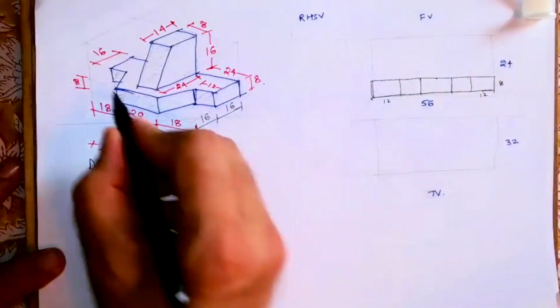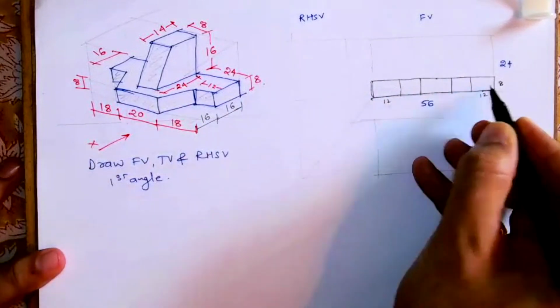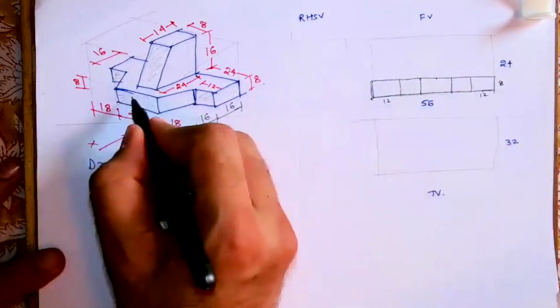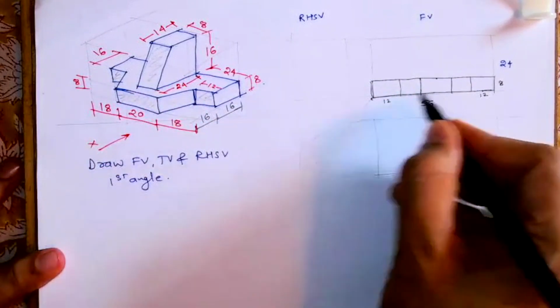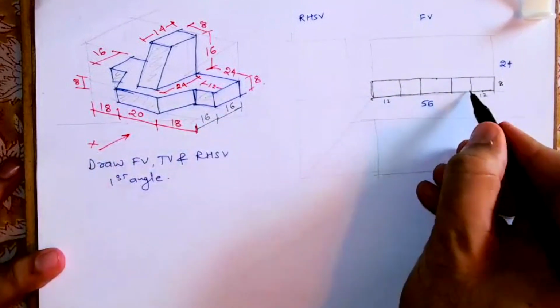When you see from the front, you'll see 1, 2, 3, 4, 5. See, 5 rectangles are there. This one, 12 by 8. This is 20 by 8. Middle one and 12 by 8. And this is the slope part, which will appear like this straight.